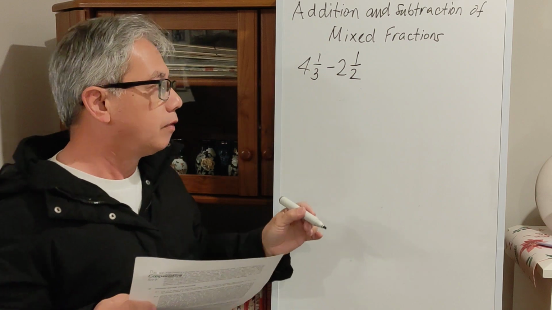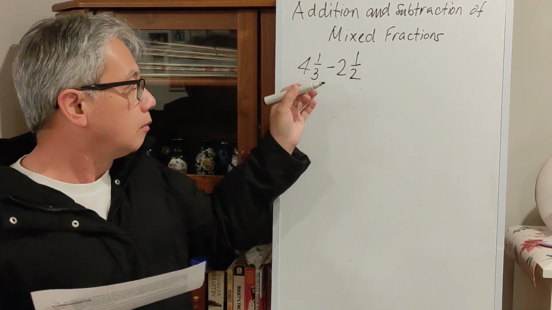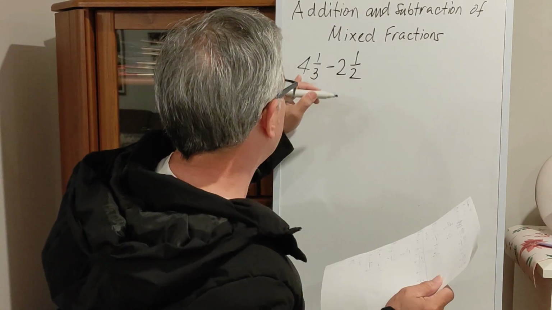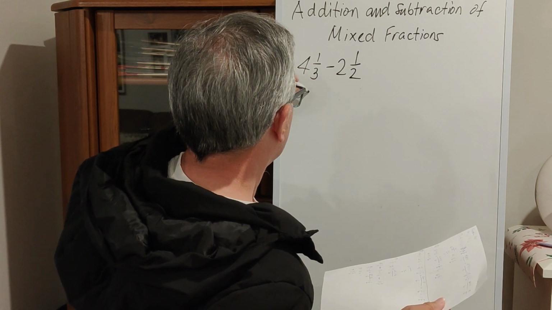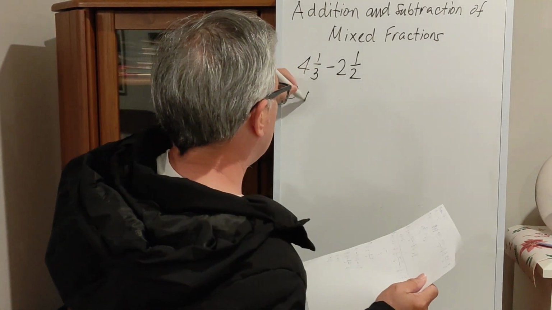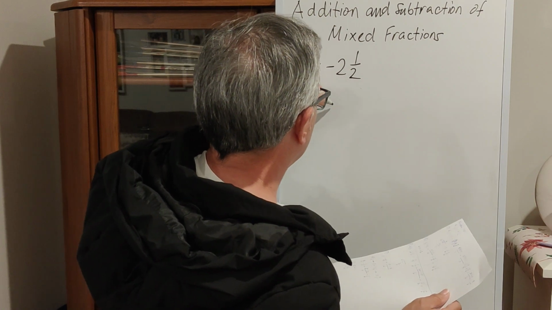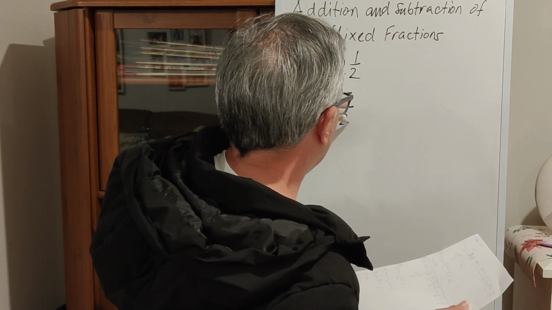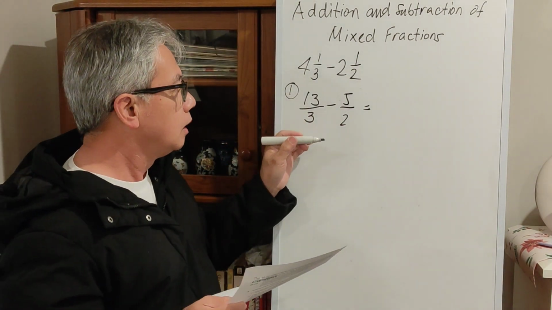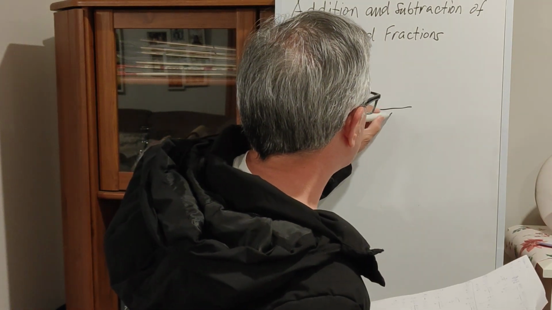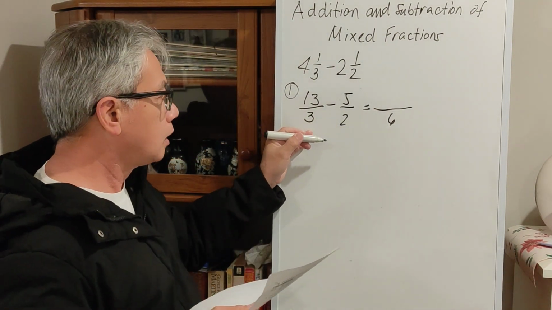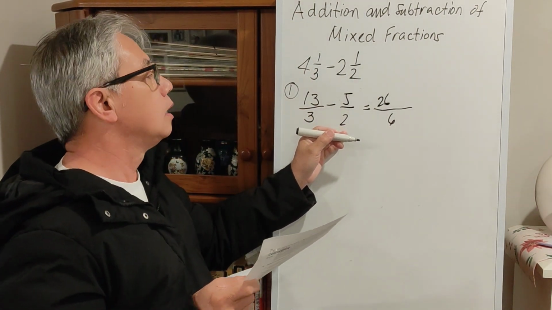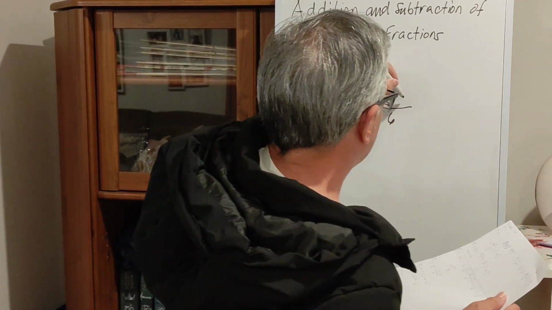So the first method is to convert it into improper fraction. So 4 times 3 is 12 plus 1 is 13 over 3 minus 2 times 2 is 4 plus 1 is 5 over 2. So we get the common denominator, which is 6. 6 divided by 3 is 2 times 13 is 26. 6 divided by 2 is 3 times 5 is 15.